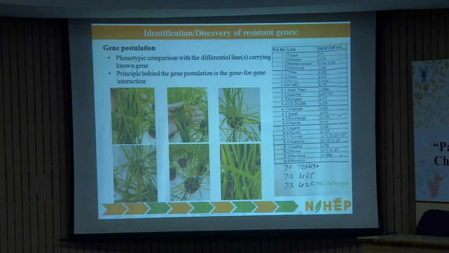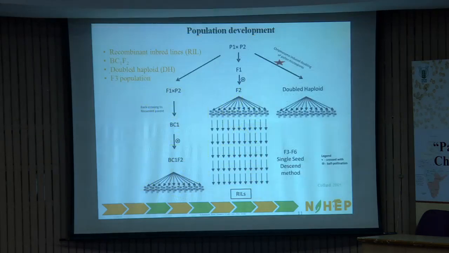Based on that, you will identify what gene is present. For example, I will give you an example of gene postulation. This works on the principle of the gene-for-gene hypothesis, which we already know. You will get different kinds of reactions on the differentials and on the line in question, the line in which you want to know what gene is there. So the next thing after gene postulation: you know there is a resistance gene, you postulated it, you guess that it is a new gene.